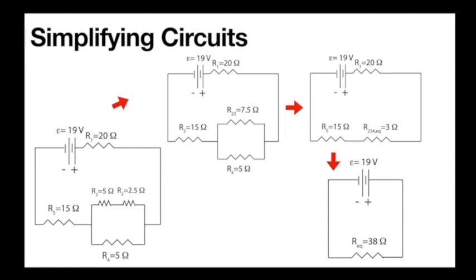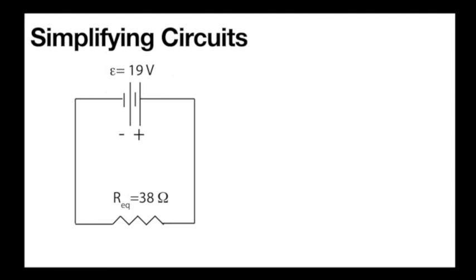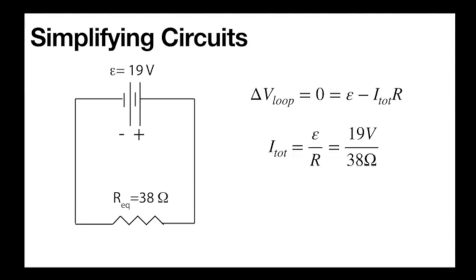Okay, so now we have our fully simplified circuit, and now we can find our total current, right? We just have a battery and a resistor, easy. So here's our circuit, and we can write down our loop rule. We go through the battery, and we pick up epsilon, the voltage of the battery, and then whatever voltage we picked up there is going to be lost across this one resistor, minus I total times R. And so I can solve for I total, 19 volts over 38 ohms, and we get half an amp.